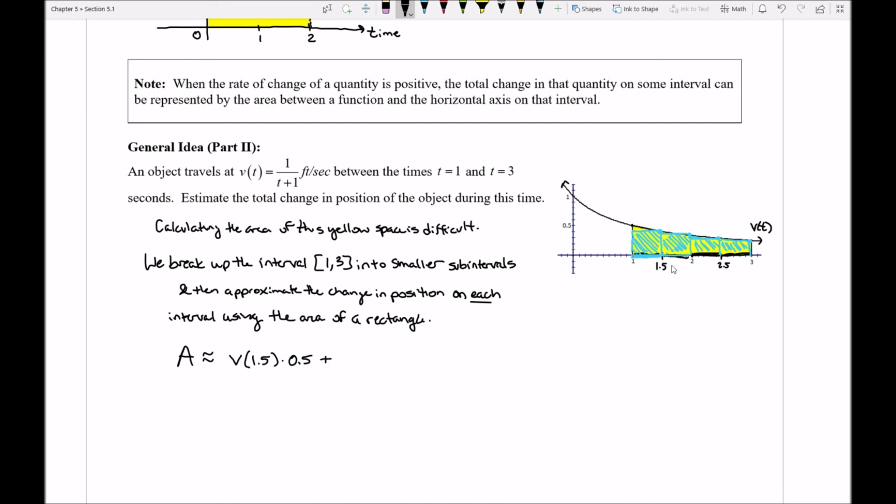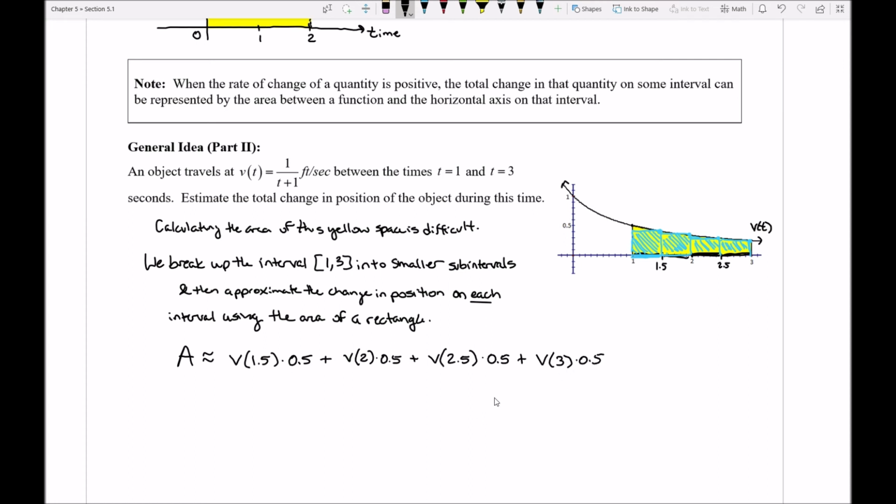Notice I could do the same thing now to find the area formula for the second rectangle. How tall is this rectangle? Oh, well, this is v of 2, right? If I plug 2 into the function of v, I would figure out how tall this is. But of course, I also still know that it's 0.5 units wide. If I continue this process, I can see the third rectangle's height can be found by taking 2.5 and plugging it into my function, and then multiply by 0.5. And my final rectangle, its height can be found by plugging 3 into my function, and its width is still 0.5.